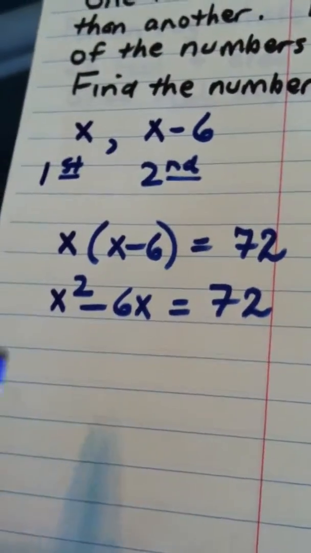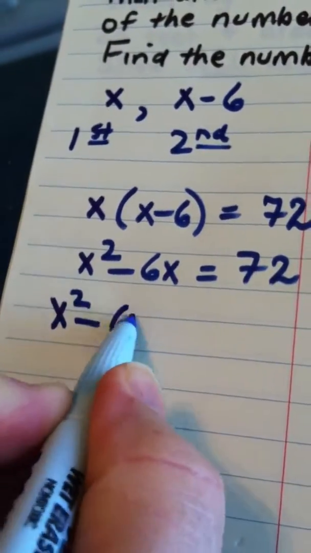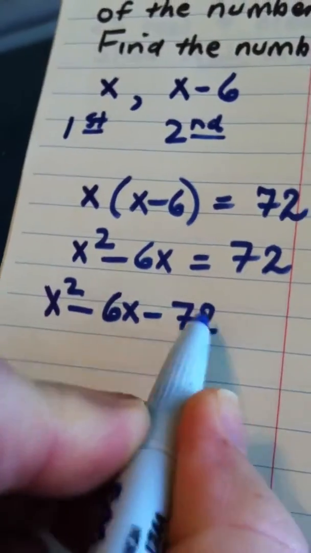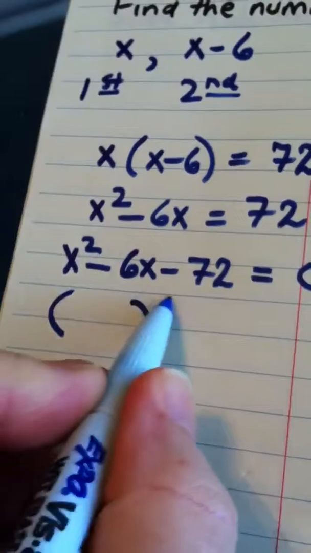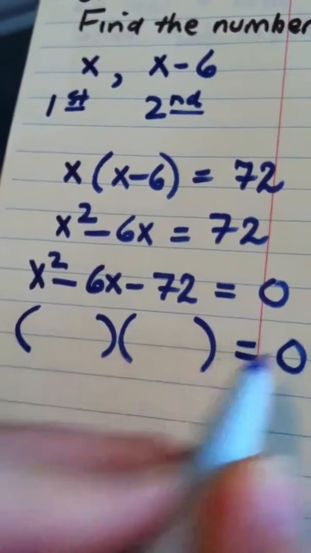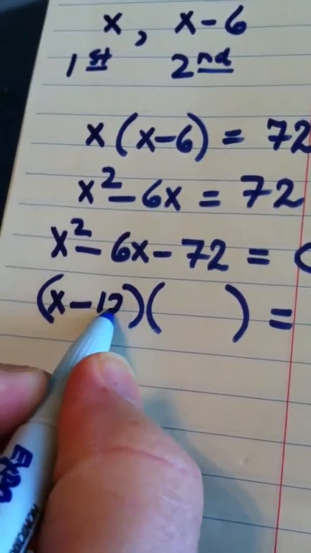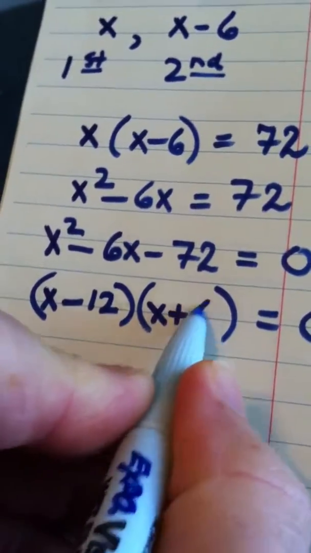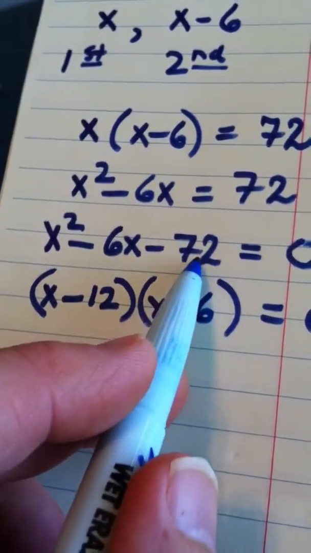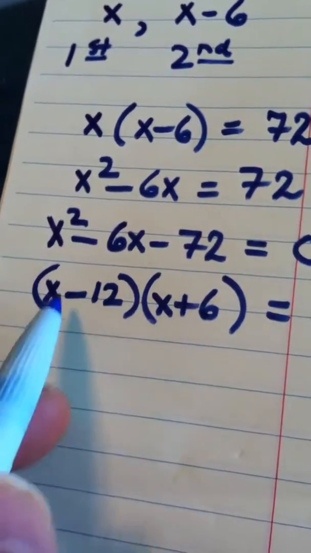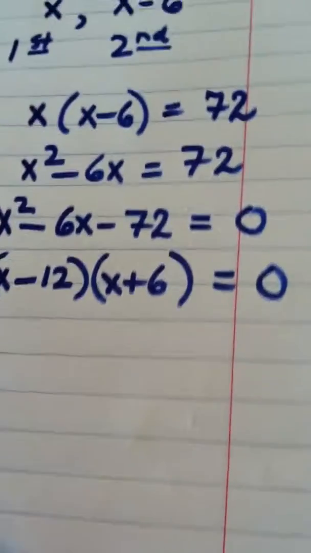I'm going to put it in standard form. So I'm going to write x squared minus 6x minus 72 is equal to 0. This quadratic equation factors. I believe we're going to have x minus 12 and an x plus 6. The negative 12 and the positive 6 multiply together to give me that. And if I do the chin and grin, negative 12x plus 6x, I get the middle.